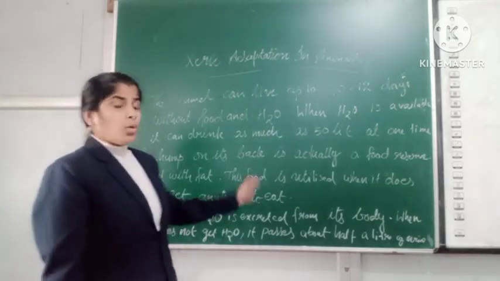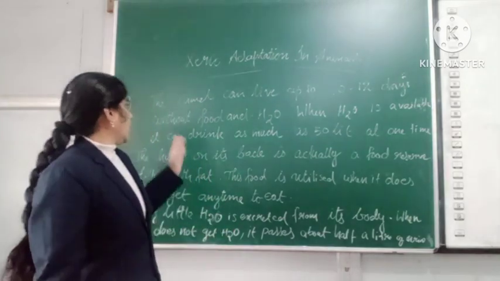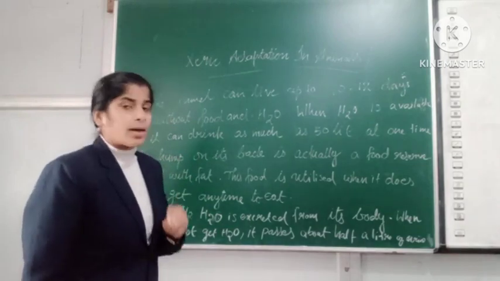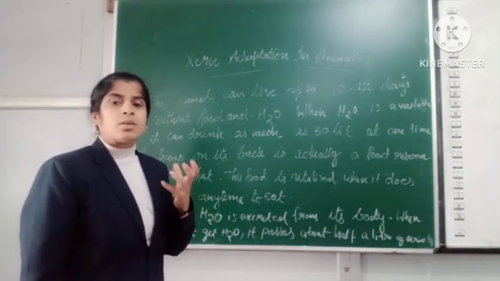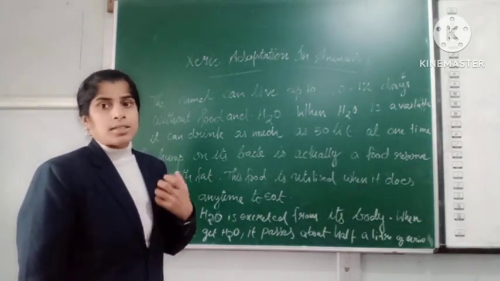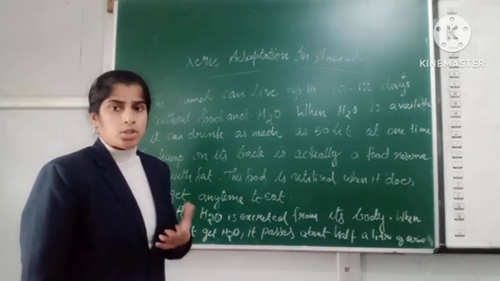Okay, and when the water is available, it can drink as much as 50 liters at one time. When the camel gets water, it will drink 50 liters of water at a time. After that, this will be distributed in all body tissues.